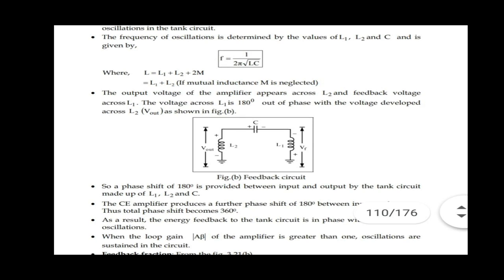We know that the tank circuit produces a 180 degrees phase shift, and the transistor CE amplifier itself produces another 180 degrees phase shift. Thus the total phase shift is 360 degrees. Hence the feedback is positive, which is the essential condition for developing sustained oscillation.